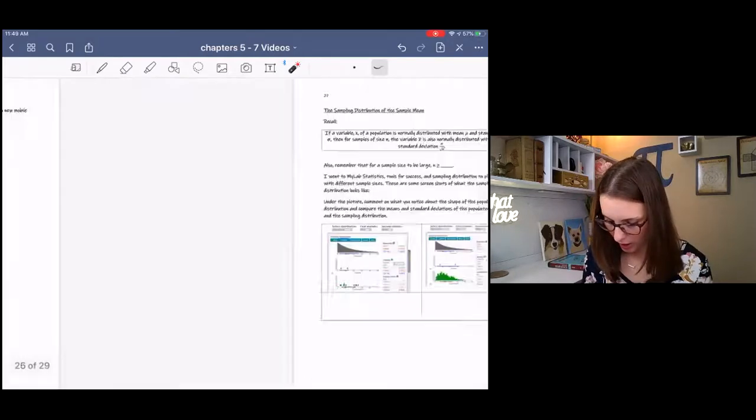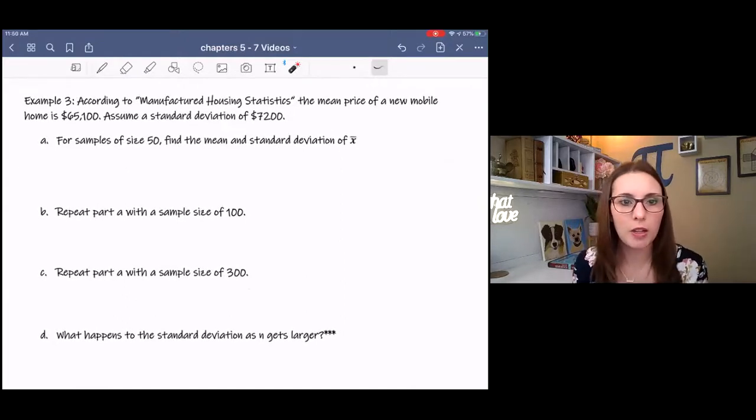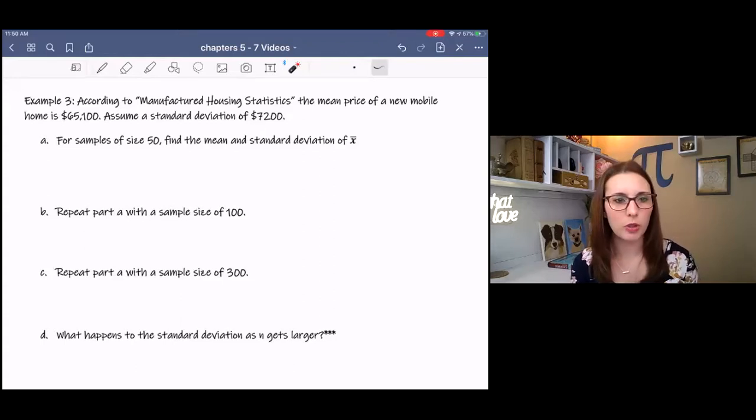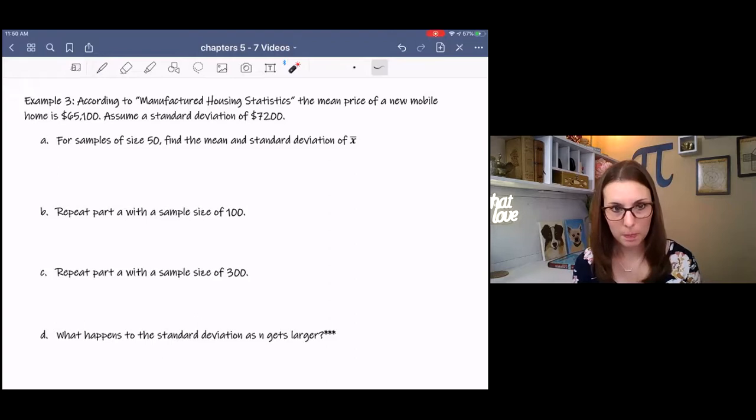So moving on. We have an example here. According to the manufacturing house statistics, the mean price of a new mobile home is, I think, they don't call them mobile homes anymore. They call them modular homes or something. Can't remember. Doesn't matter. Is $65,100. Assume a standard deviation of $7,200. So for samples of size 50, find the mean and the standard deviation of the sample mean.